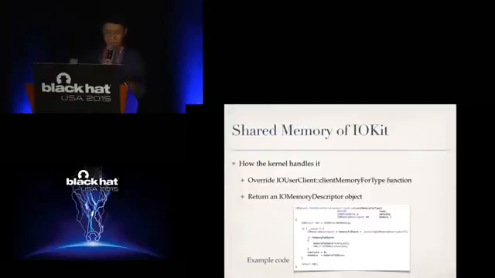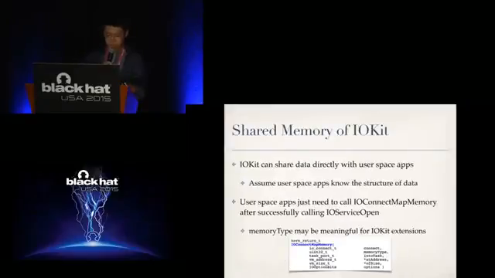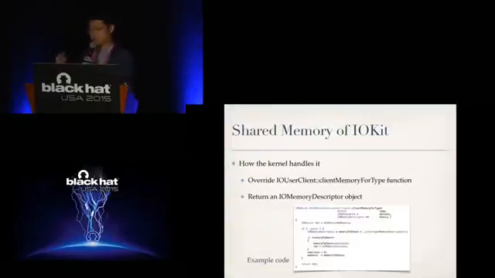But if you look at some other IOKit extensions, as I said before, some override functions deal with the second parameter, which is the type. This is the memory type passed into the kernel, and you must input the correct type to successfully open the memory.